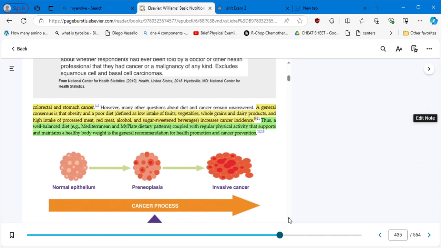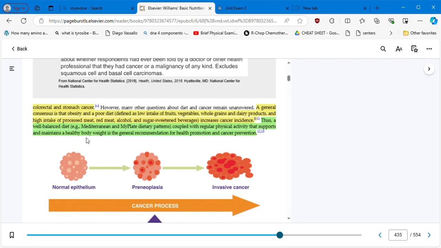Okay, so a general consensus is that obesity and a poor diet, which I define as low intake of fruits, vegetables, whole grains, and dairy products, and high intake of processed meat, red meat, alcohol, and sugar-sweetened beverages. There you go. There you have your processed meat and red meat from barbecue cooked with charcoal, and then you have colorectal and stomach cancer, right? High risk for that.